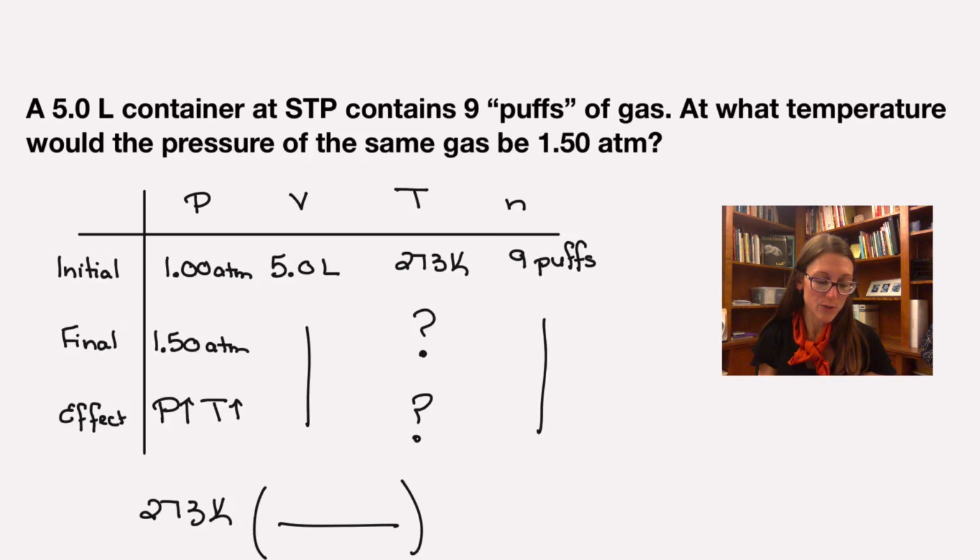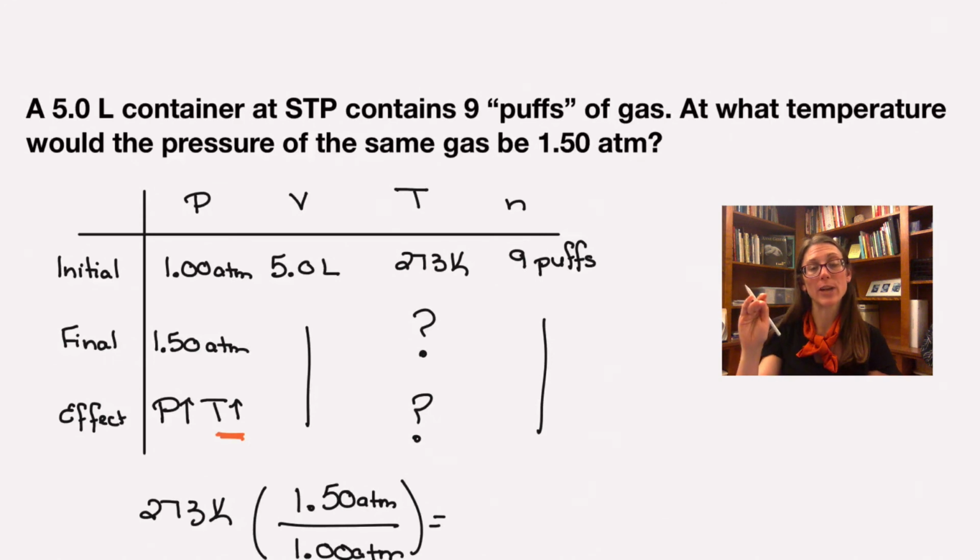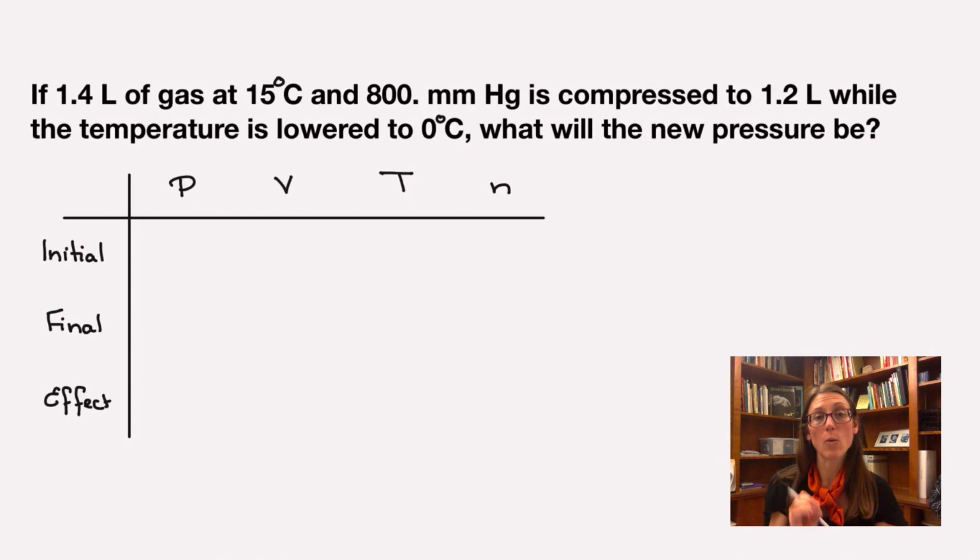So as I look at this pressure piece, as pressure goes up, temperature goes up. Since I want temperature to go up, I want to put the bigger pressure number on top. And so I'll put the 1.5 atmospheres on top and the 1 on the bottom. And then I will multiply the 273 by the numerator, divide it by the denominator, and I get 410 Kelvin for the final temperature. Let's take a look at one more example.